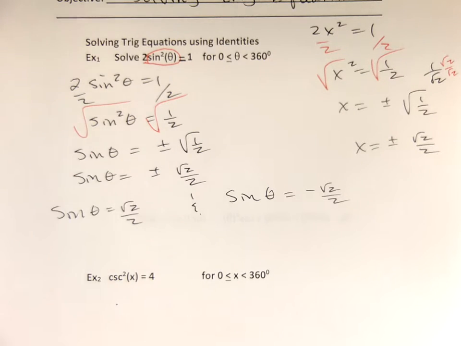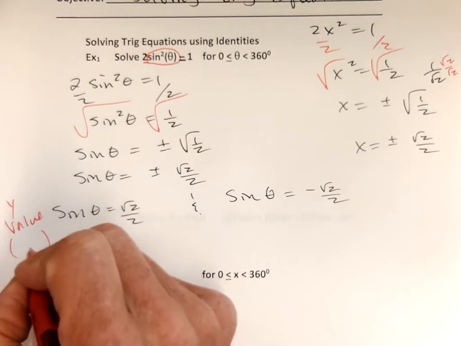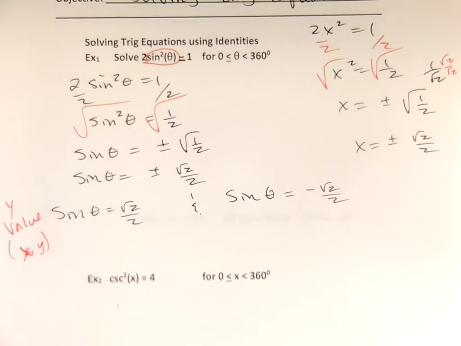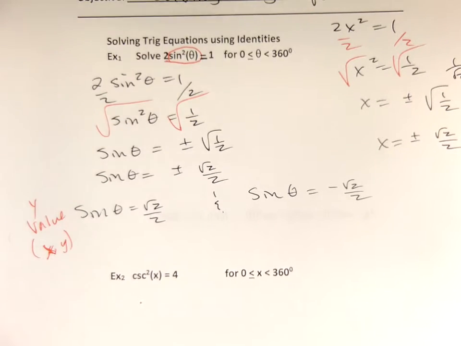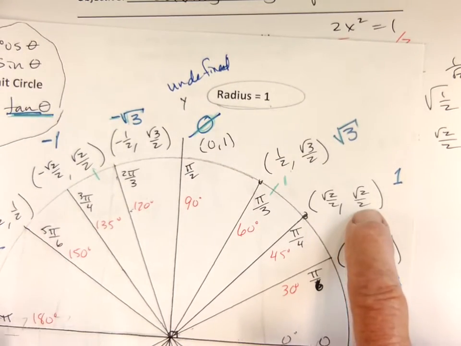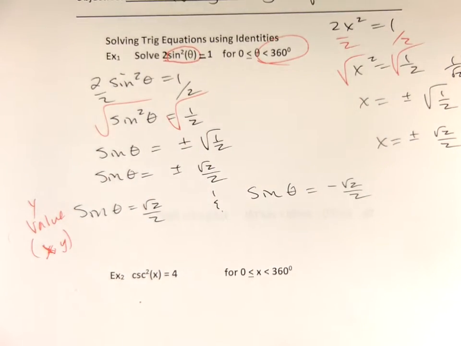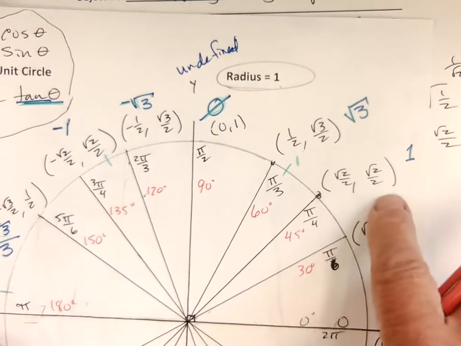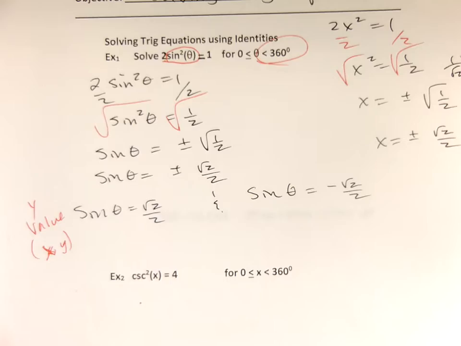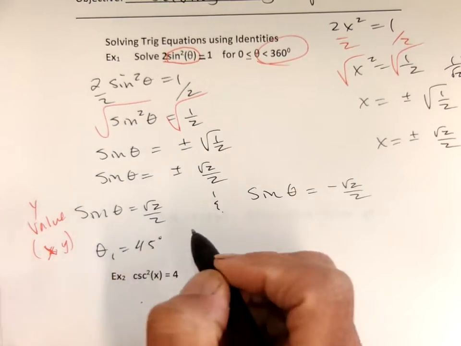Sine, I'm going to use my unit circle. Sine is the y value, right? In a point x, y, right? Sine is my y value. So if I look at my unit circle and I'm looking for a y value square root of 2 over 2, here it is. Now, I want, in this first example, in terms of degrees, okay, degrees. So, square root of 2 over 2, 45 degrees. Awesome. I've got 1 answer. So we'll say theta 1, 45 degrees.